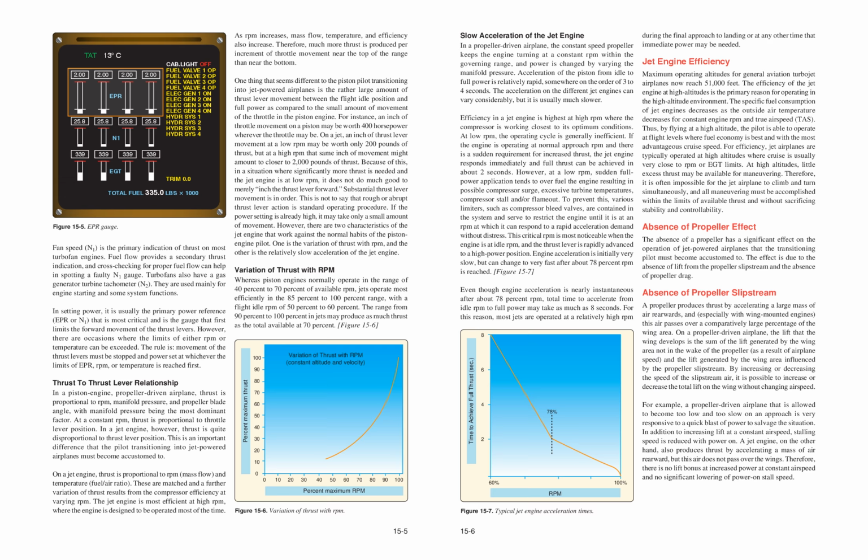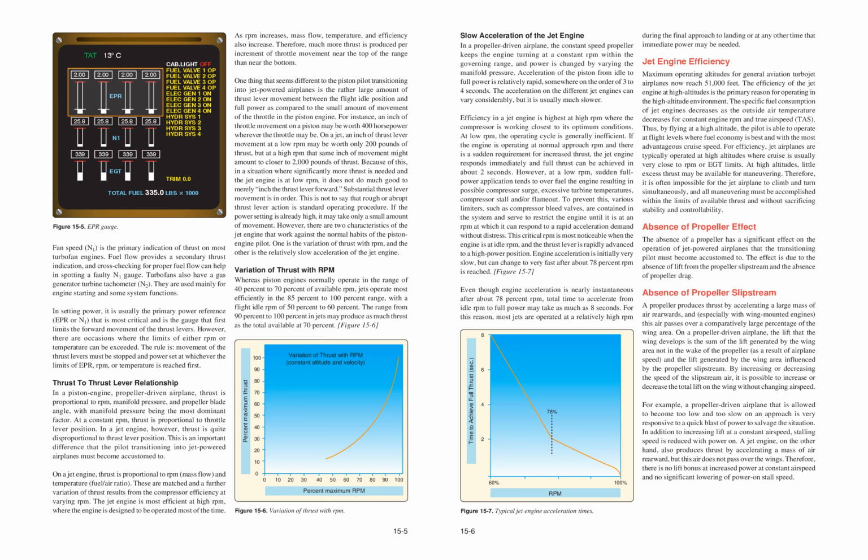One thing that seems different to the piston pilot transitioning into jet-powered airplanes is the rather large amount of thrust lever movement between the flight idle position and full power as compared to the small amount of movement of the throttle in the piston engine. For instance, an inch of throttle movement on a piston may be worth 400 horsepower wherever the throttle may be. On a jet, an inch of thrust lever movement at a low RPM may be worth only 200 pounds of thrust, but at a high RPM that same inch of movement might amount to closer to 2,000 pounds of thrust.